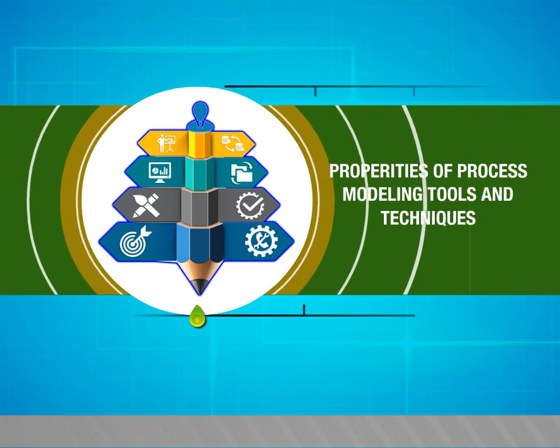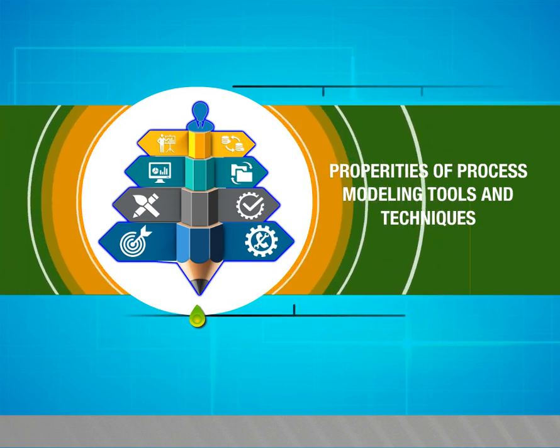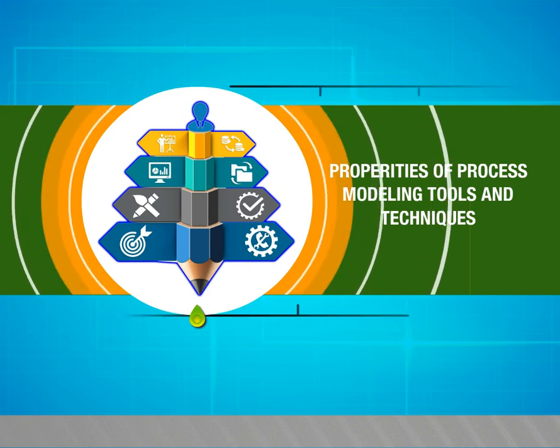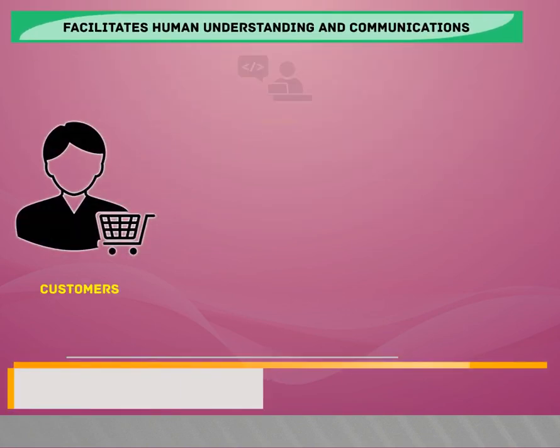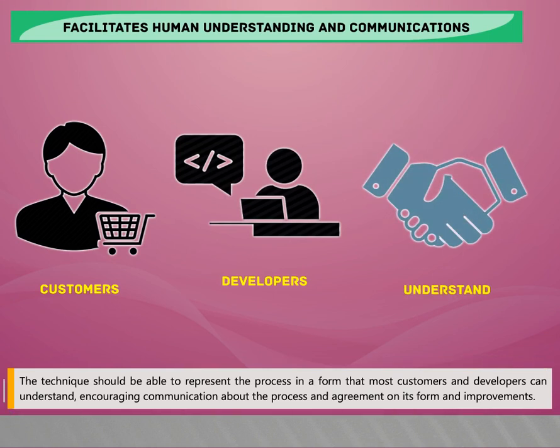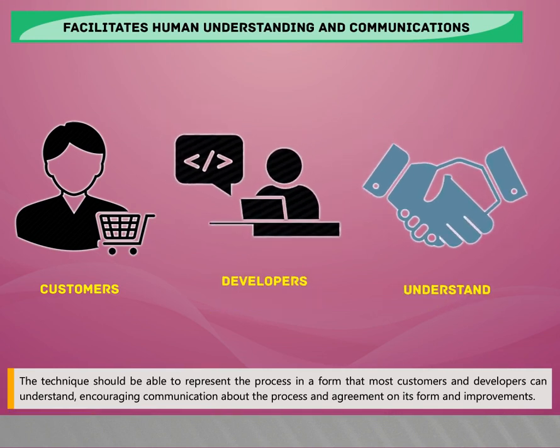Properties of process modeling tools and techniques. In this video, we are going to see about properties of process modeling tools and techniques. Facilitates human understanding and communication. The technique should be able to represent the process in a form that most customers and developers can understand, encouraging communication about the process and agreement on its form and improvements.